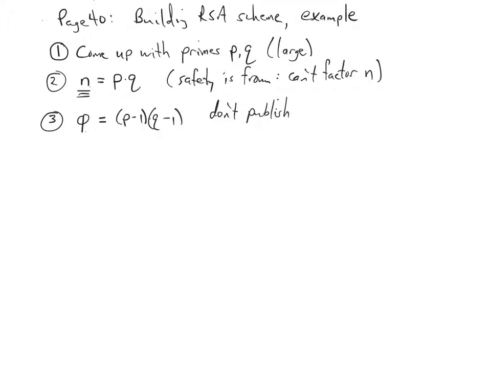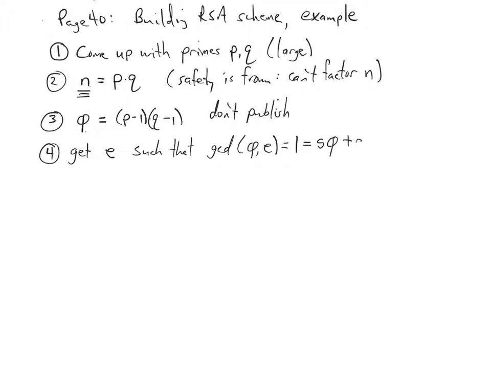Okay, now step 4 is to get a number e for exponent, not the natural number, not a log base e kind of e. So we get an e such that the GCD of phi and e is equal to 1, but also equal to s times phi plus d times e. And the number that we're calling d now, this was t when we were talking about the GCD a little while ago.